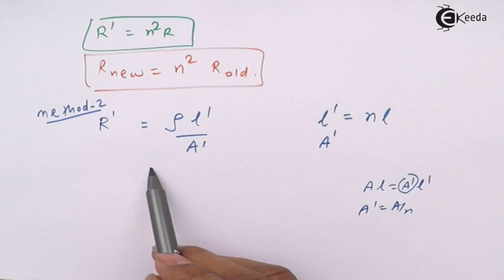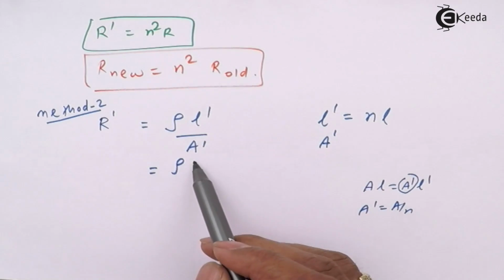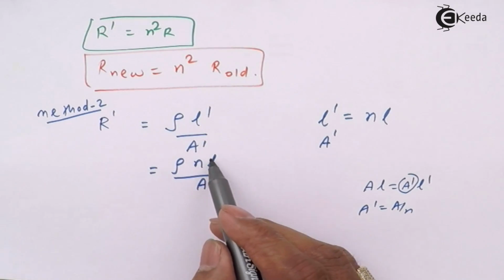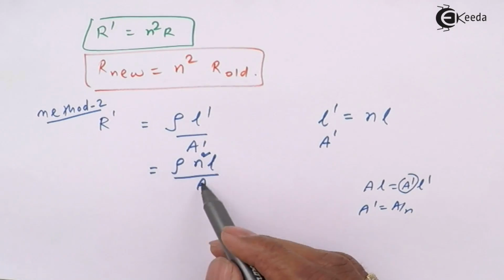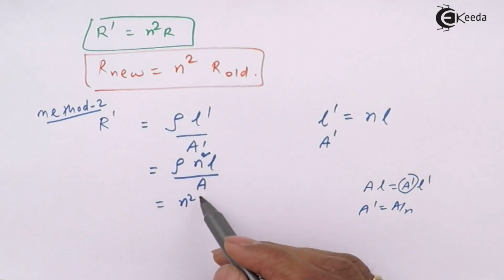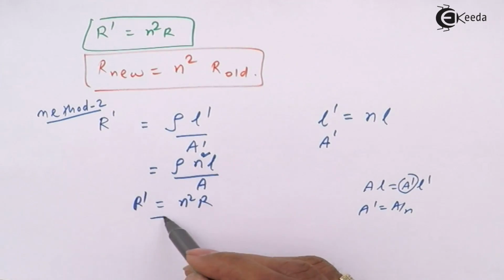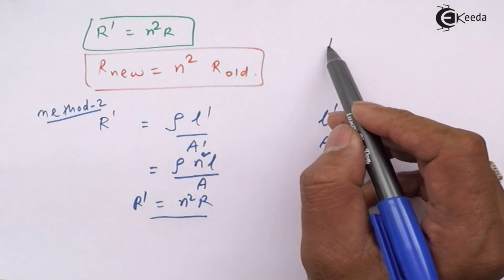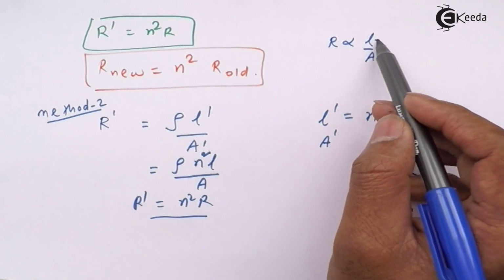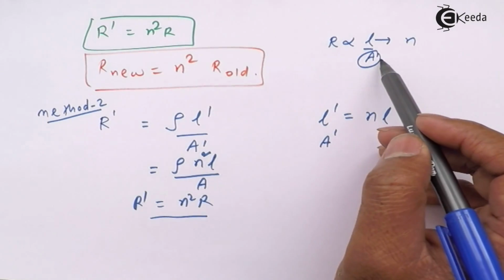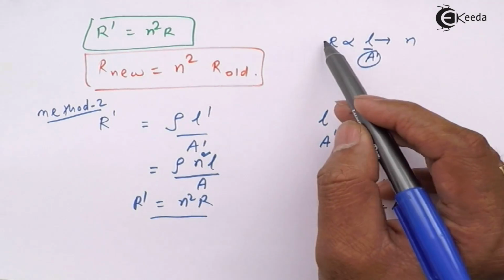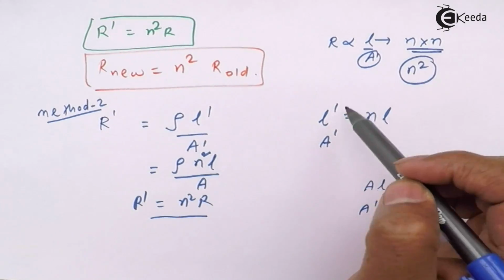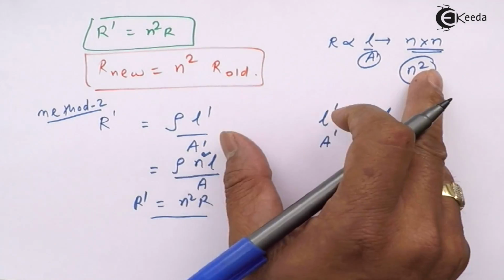If I put it here directly, rho L dash is n times L, and this is A by n, so this becomes n square times rho L by A. Rho L by A is the original R, so this way also you can directly do it. Or, resistance is proportional to L over A. L is increasing n times and A is decreasing n times. If A decreases n times, the resistance increases n times, so n into n is n square. So the resistance increases by n square times.